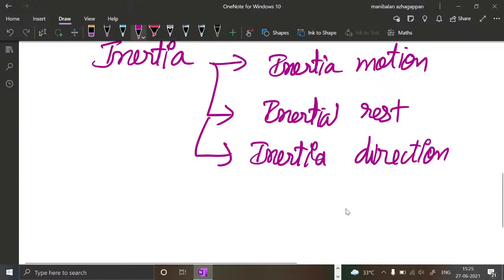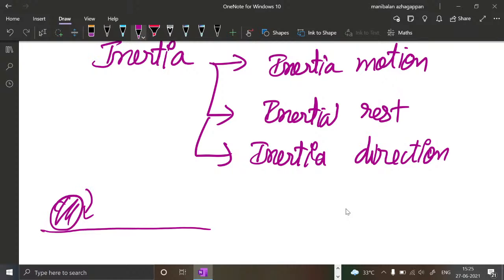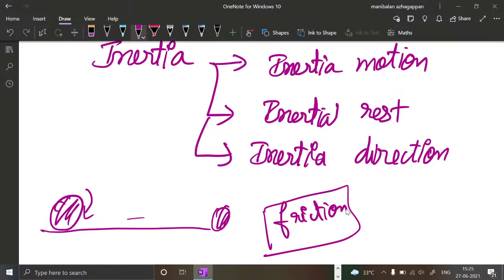Example: I take one football moving on the floor. At one point it comes to rest. Why? Because of the frictional force. Unless an external force is there, the object would move until infinity. That is the inertia of motion. The moving object will come to rest only when an external force is applied.